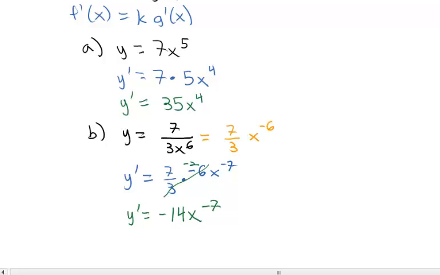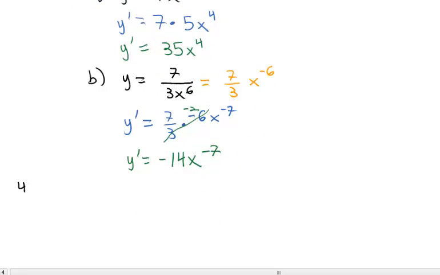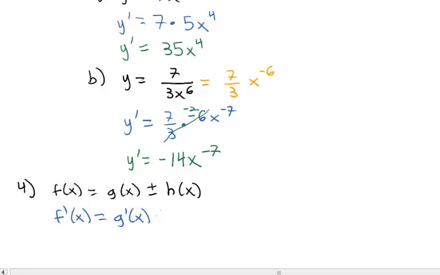A fourth property that we're going to use to help us with our derivatives is if f of x is equal to some function g of x, and we either add or subtract another function h of x. With adding or subtracting, we cannot do this with multiplying and dividing. Very important. We cannot do this with multiplying and dividing. But we can do it with adding and subtracting. F prime, the derivative, is equal to the derivative of the first part plus or minus the derivative of the second part.